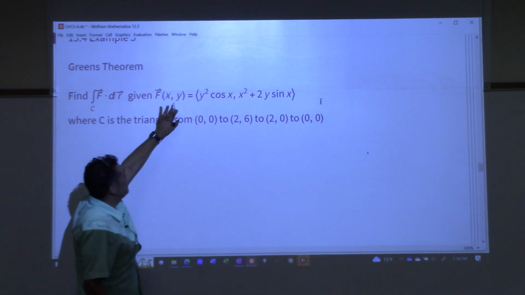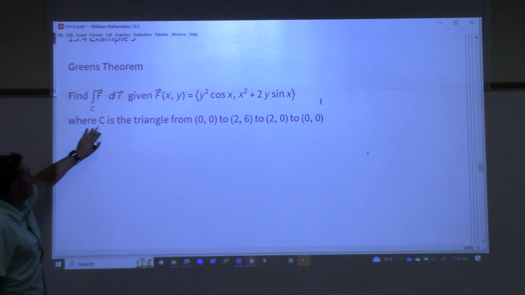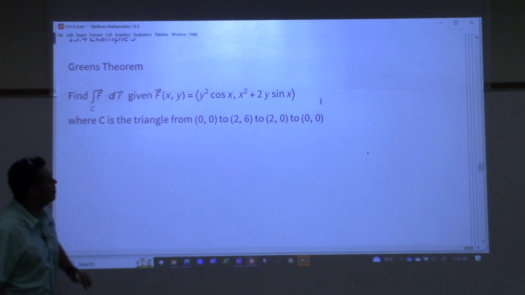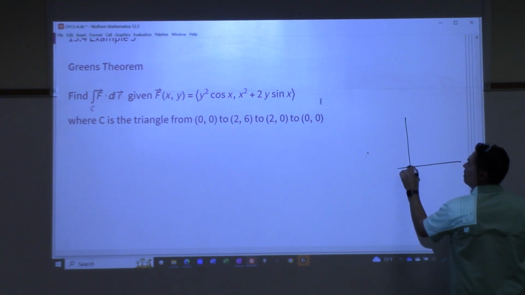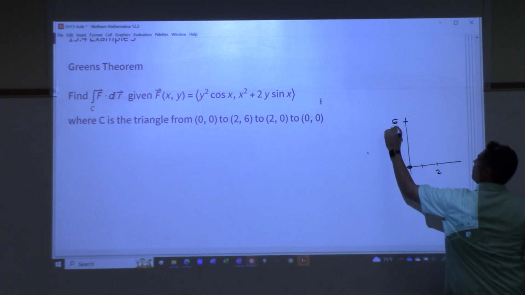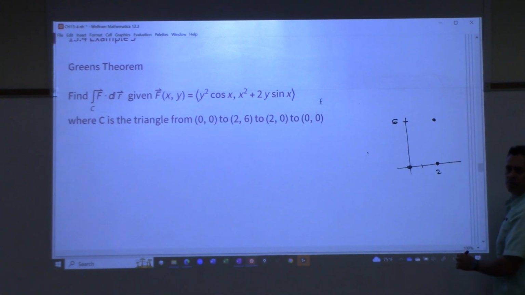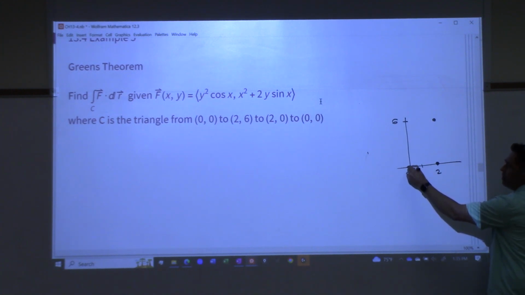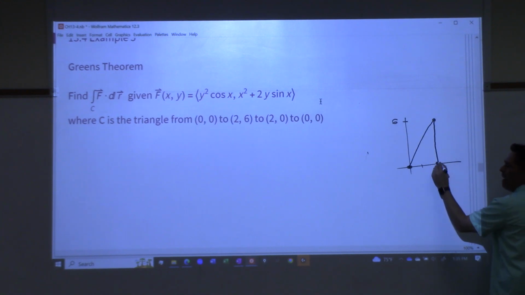F dot dr, here's my field, okay, ugly field. And I'm giving you that the C that we're going to do this line integral on is a triangle. I'm going to draw the triangle. It goes from 0, 0 to 2, 6 to 2, 0 back to the origin. Notice the way I stated the problem. We're going from 0, 0 to 2, 6 to 2, 0 back to 0, 0.